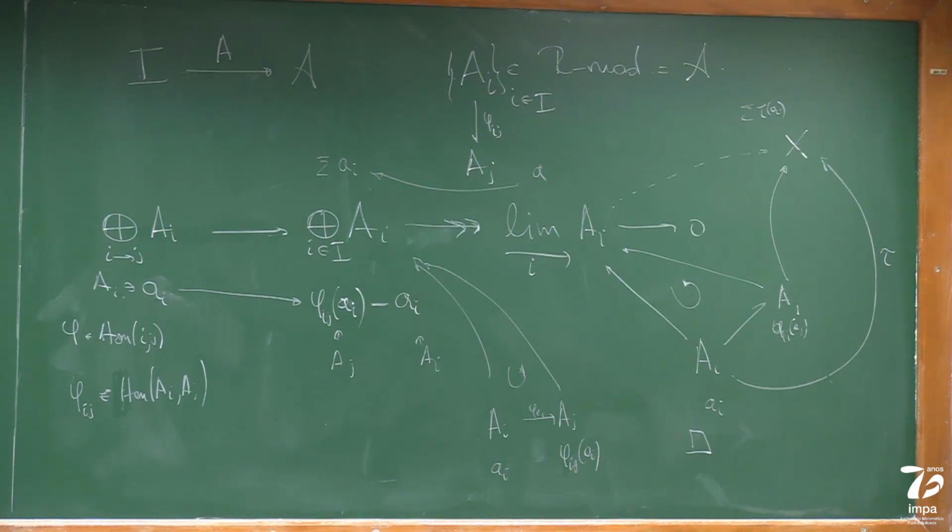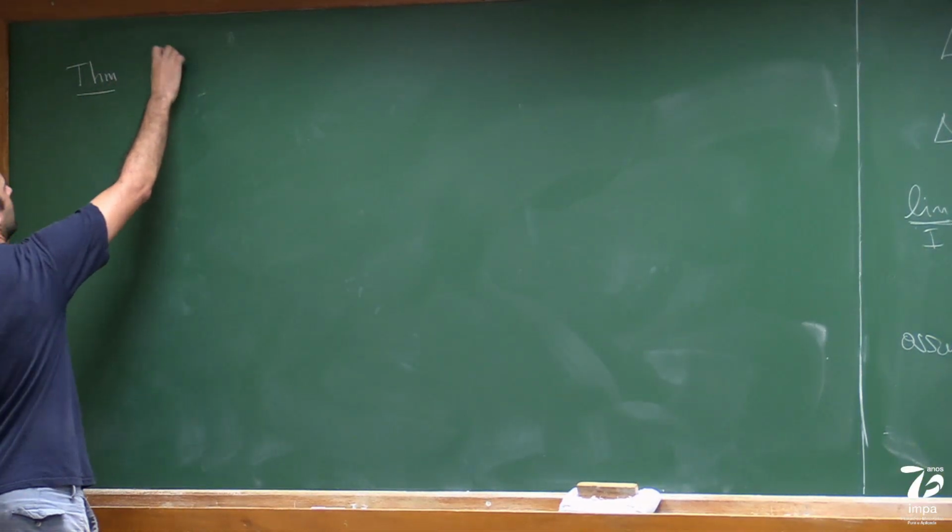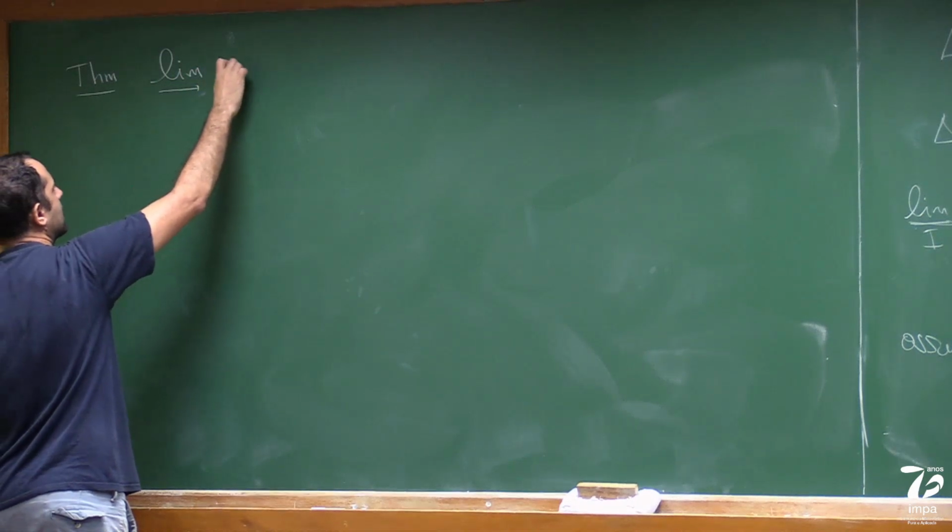Okay, so that gave us an explicit description of arbitrary co-limits in the category of R modules. In particular, the category of R modules is co-complete. Okay. But now I want to prove that it's actually exact. That this is exact. Okay, so the theorem is this guy is exact.